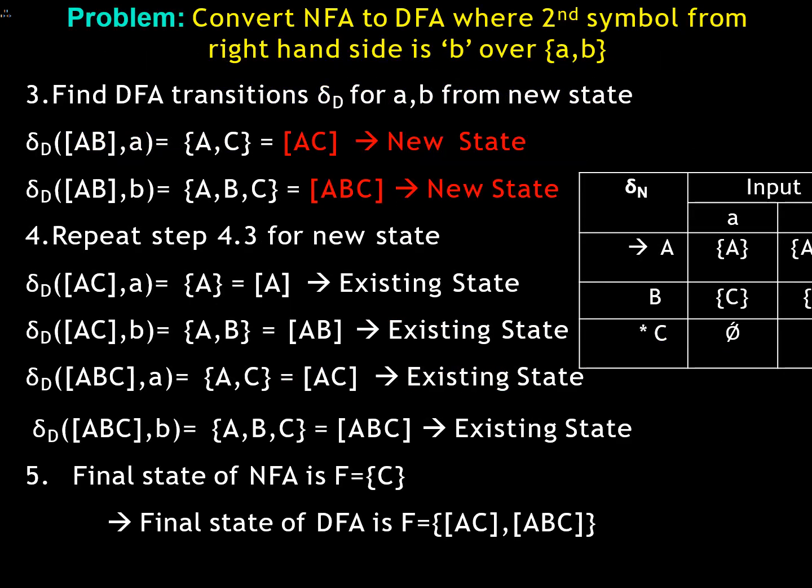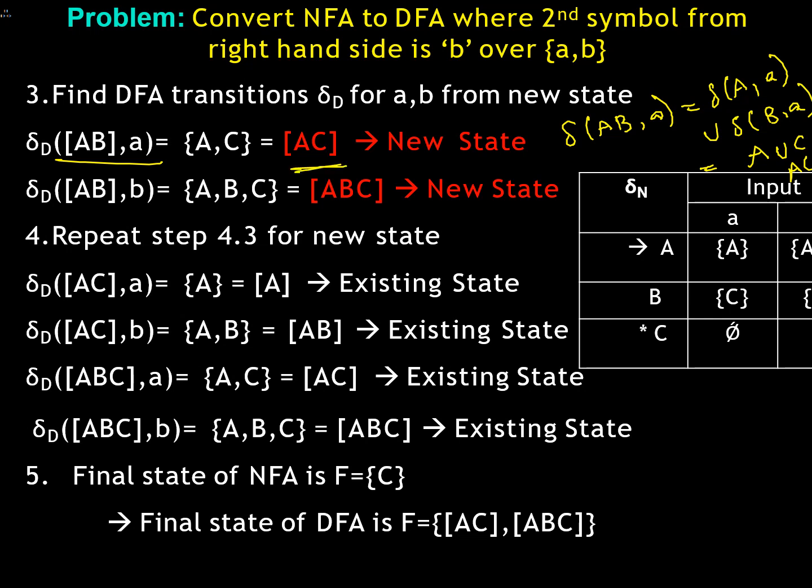AB on A. How to do this? Transition of AB on A is nothing but transition of A comma A union transition of B comma A. Hope you can understand, right? We already discussed this in the last problem. On A it will go to A, union B on A goes to C. So it is AC. This is AC. Now for your AB on B.